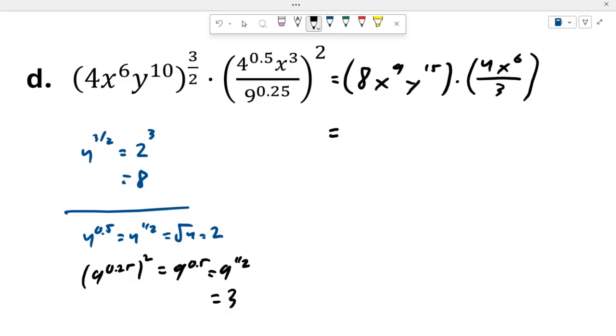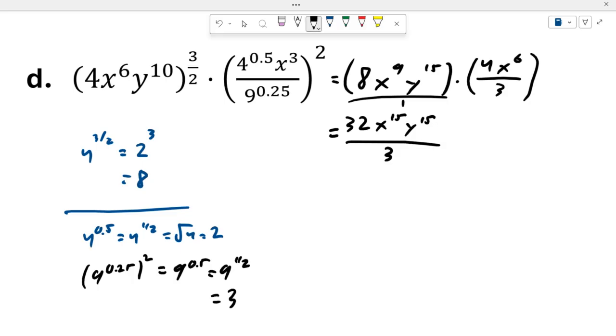The rest of it, we're just going to clean this up. 8 times 4 is 32. So I'm just going to multiply. I'm looking at my numerator right now. So I have 4, because this is really like over 1, right? So I have 8 times 4 is 32. I have x to the 9th times x to the 6th, which means I add my exponents. So this is x to the 9 plus 6, which is 15. And then I just have y to the 15 over 3.